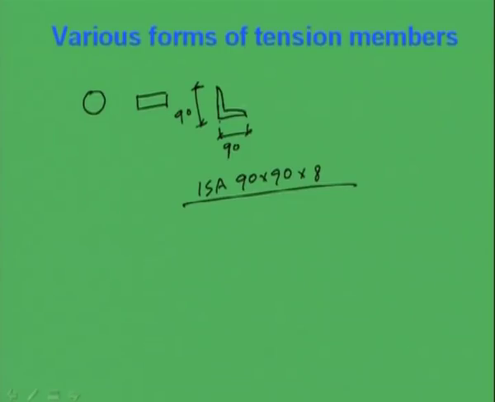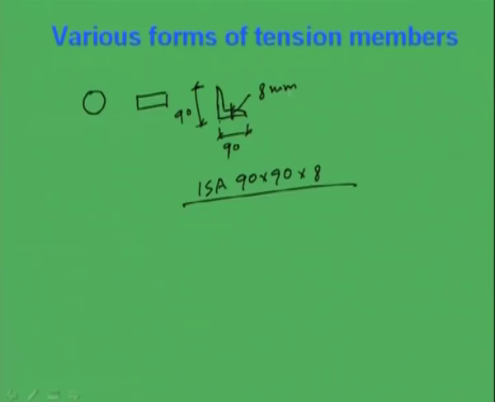But the most used, which is available in the code also, is the angle section. This is called an angle section. This angle section may have the same length, that is symmetric, or may be different. These are defined like ISA, Indian Standard Angle, say 90 by 90 by 8. So what does it mean? That means the length of the arms is 90 and the thickness is 8 mm.